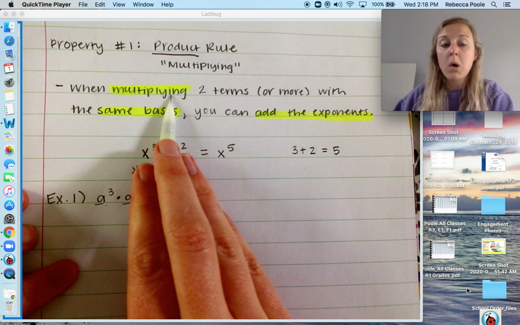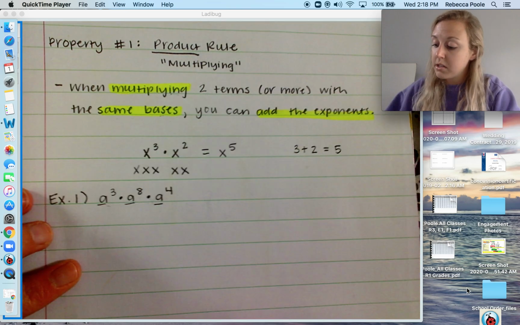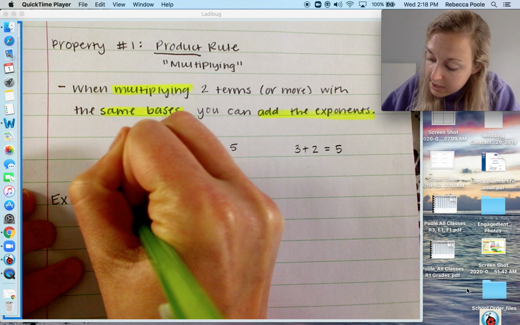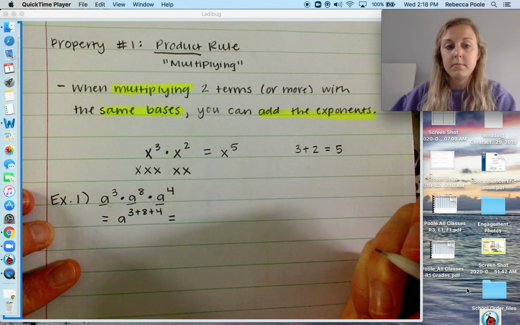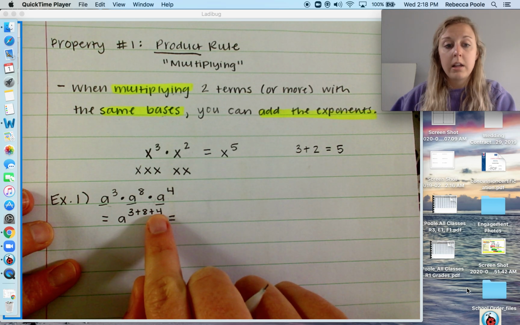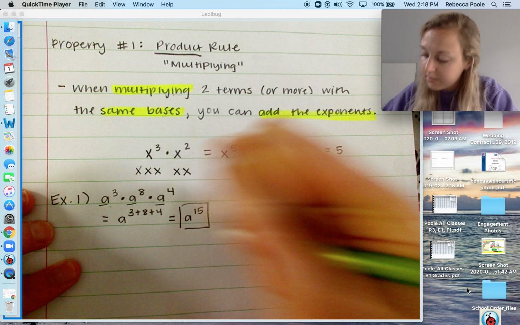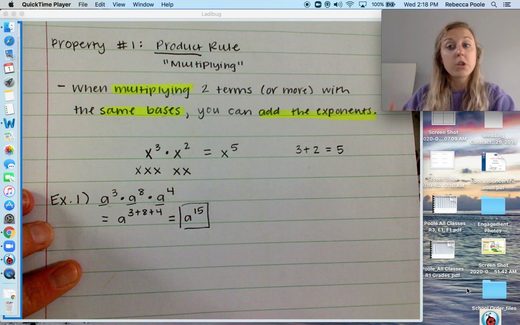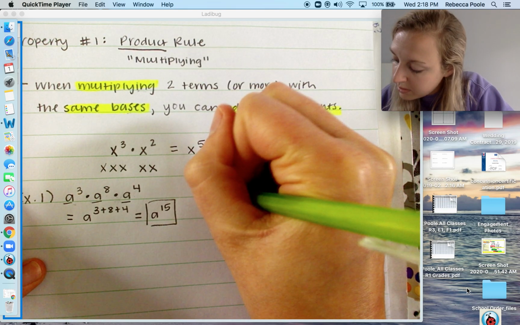So since I'm multiplying and all the bases are the same, I can add the exponents. So what is 3 plus 8 plus 4? 3 plus 8 is 11. 11 plus 4 is 15. All right? So all we're doing is adding the exponents as long as the bases are the same. All right? So let's do another one.